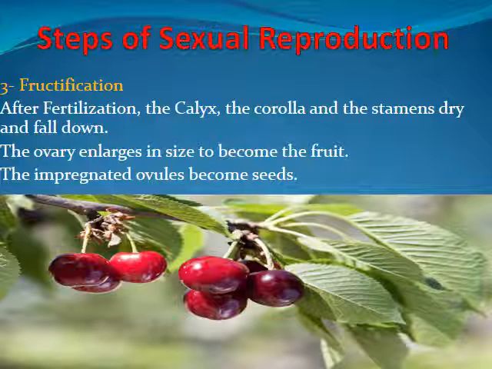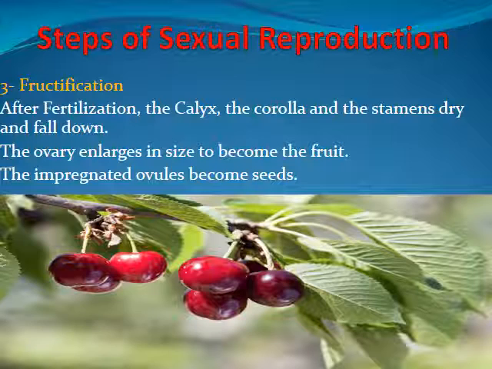What happens then? The ovary enlarges in size to become the fruit. Yes. And the impregnated ovules, they become what? They become seeds. Excellent. This step is called fructification.